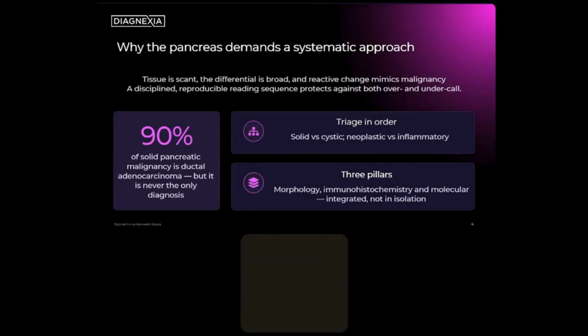So it is basically a three-pillar approach of morphology, immunohistochemistry, and molecular, which ideally should be integrated. Oftentimes, morphology can be used in isolation if it is diagnostic. Many times we resort to immunohistochemistry to confirm what we see, and sometimes molecular when it is quite difficult.